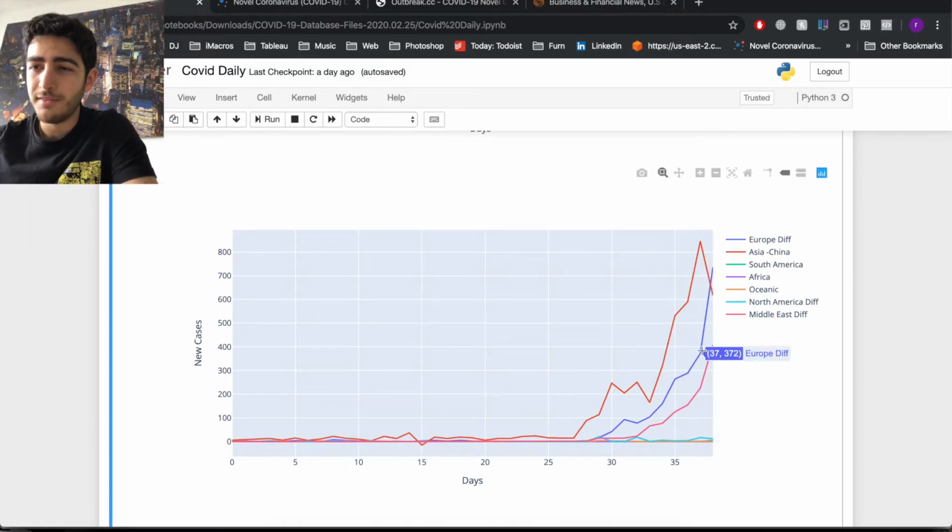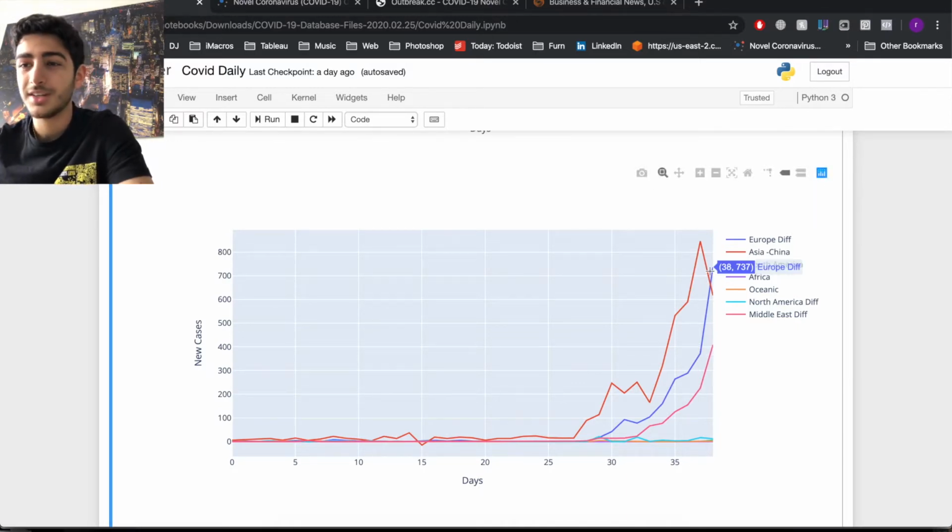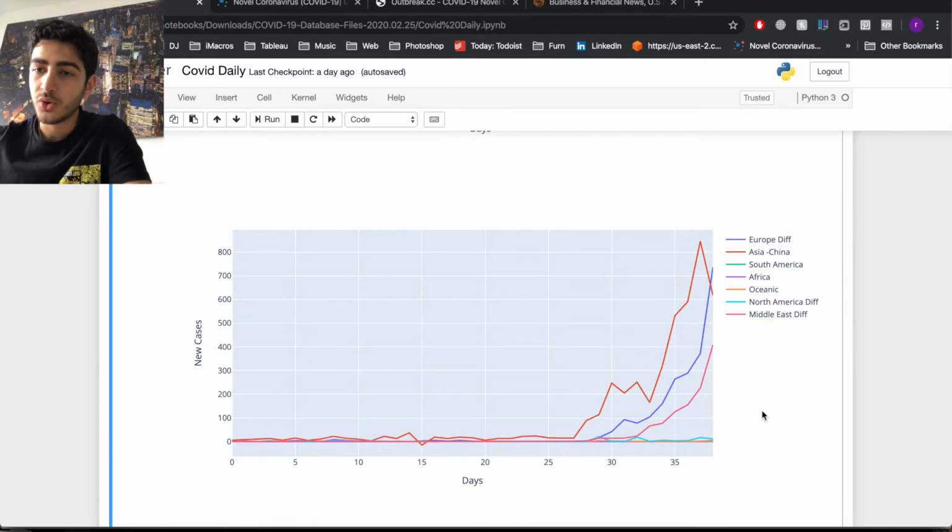Europe, however, has a very steep increase from 372 up to 737. That's around a 100% increase in a day. That's pretty high in terms of new cases. Middle East, also pretty steep, but not as steep as Europe. So I'm going to keep an eye out for Europe in the next coming days.